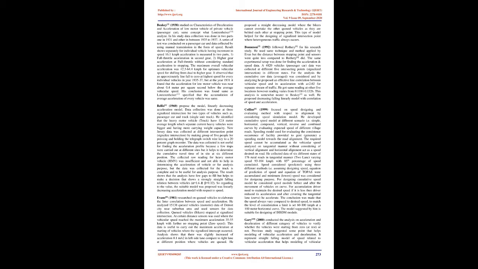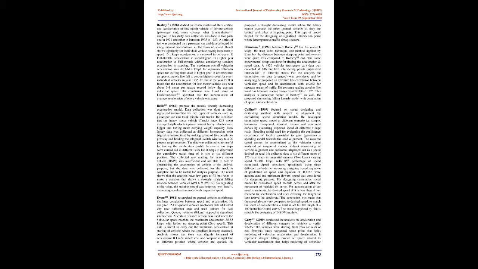Evans 8, 1981, researched queued vehicles to elaborate the intercorrelation between speed and acceleration. He analyzed 15,138 queued vehicles, motorist data of Detroit City near a suburban area, and used sensors for data collection. Queued vehicles, bikers, stopped at a signalized intersection. At a certain distance, sensors were used where the vehicular speed reached the maximum acceleration at 35 to 55 km/h, with further no stopping point, 0 speed.